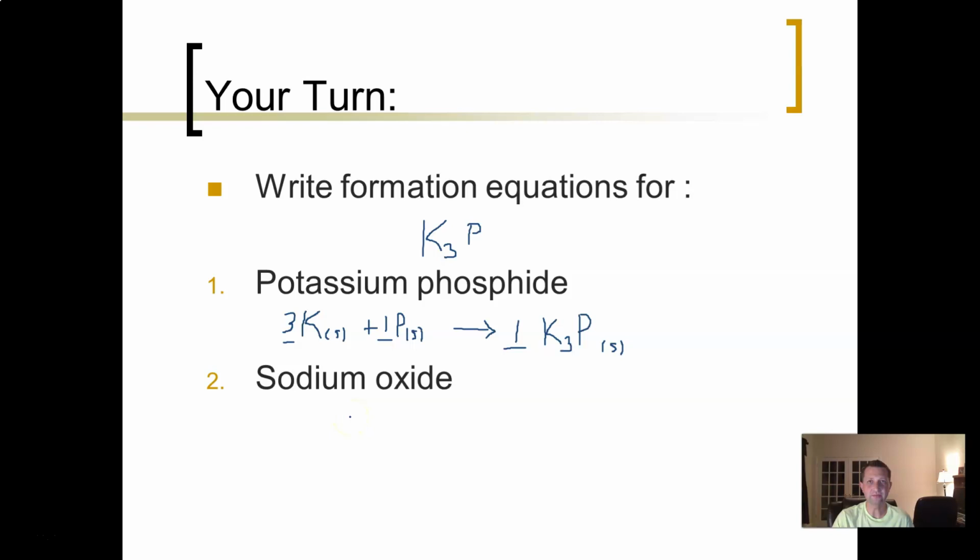All right, try sodium oxide. Pause it and give it a shot. All right, sodium oxide. Sodium is Na plus 1. Oxide is O minus 2. So what you're going to get is 1 mole of Na2O solid. States are important here. You'll see why in like 2 minutes.